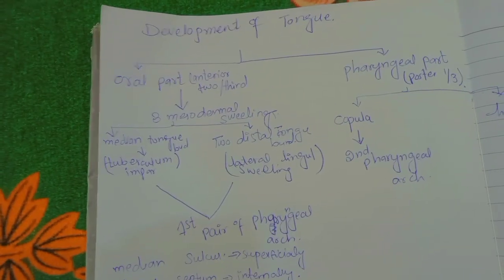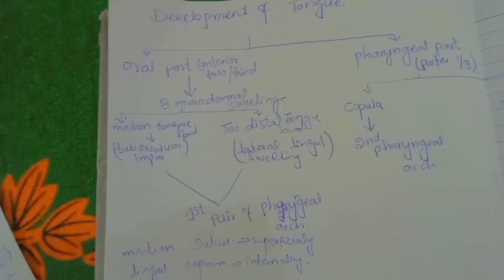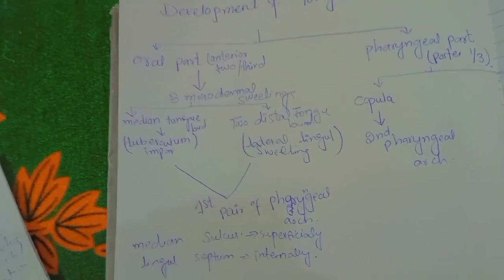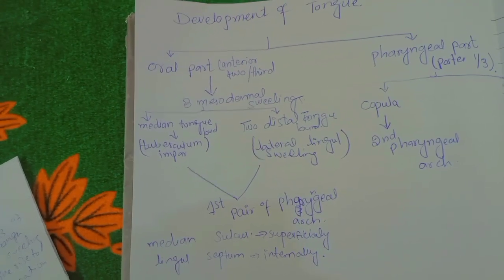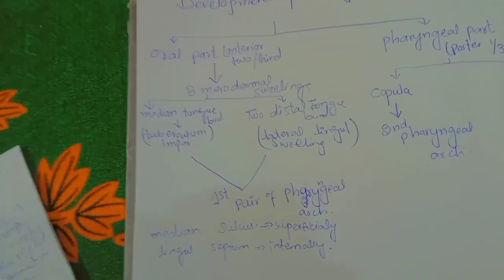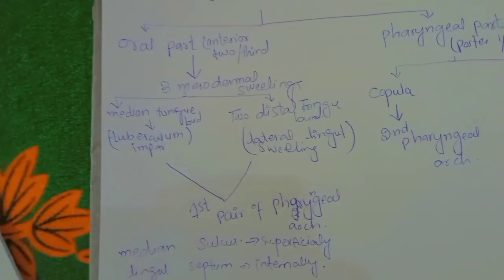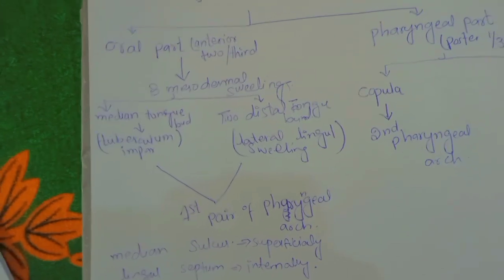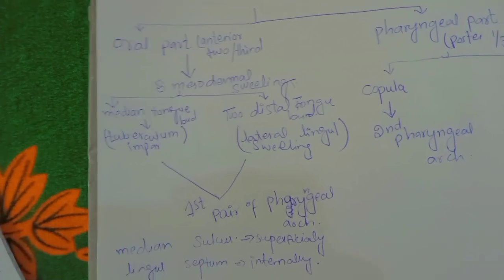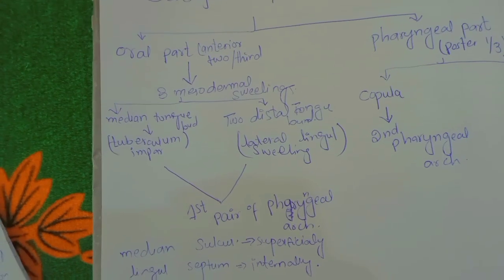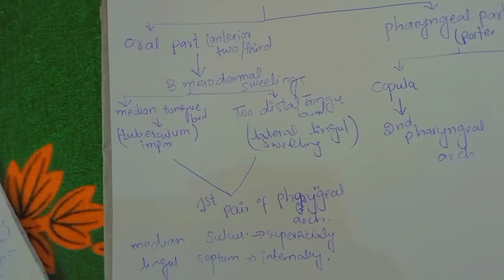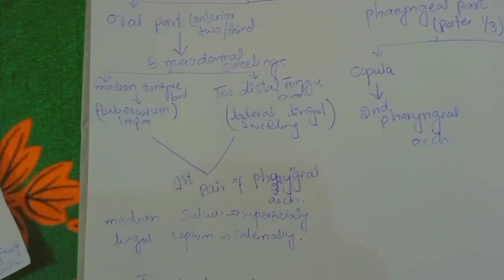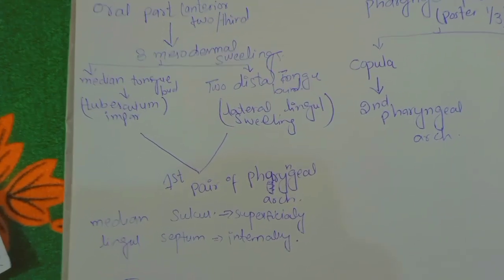So the anterior oral part, which gives rise to the anterior 2/3 of the tongue, is developed by three mesodermal swellings. The one is the median tongue bud, which gives rise to the tuberculum impar, and the second is two distal tongue buds, which give rise to the lateral swellings of the tongue. So these three buds are developed by the mesenchyme of the first pair of pharyngeal arch.